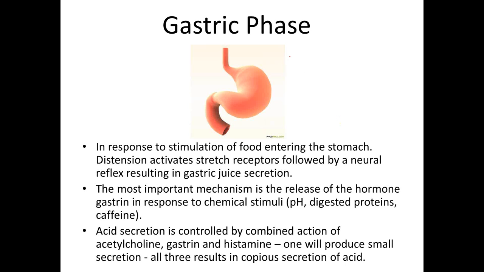Now, once food has entered the stomach, we now see what we call the gastric phase of control. And the gastric phase is in response to stretch receptors being stretched by food entering the stomach. So as food enters the stomach, you get this neural reflex, which then results in gastric juice secretion. The most important mechanism for this is the release of the hormone gastrin. Okay.